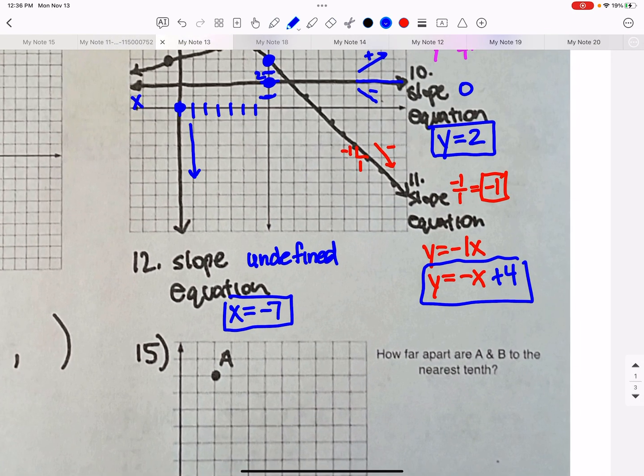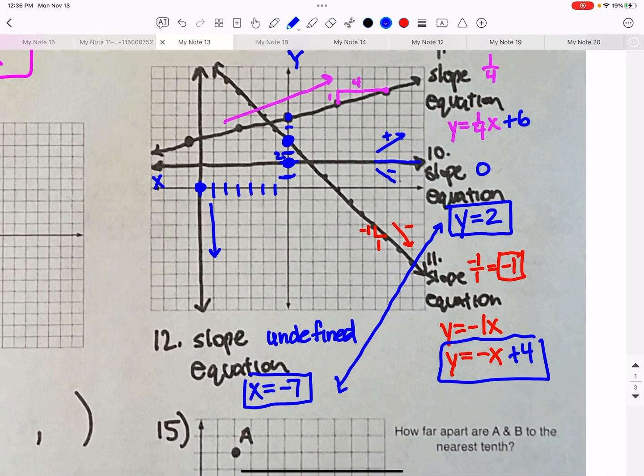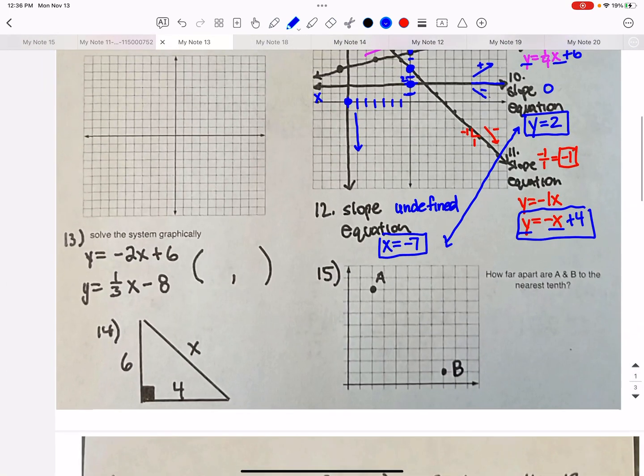So notice the straight up and down and straight sideways lines only have one letter in them. The diagonal lines have two letters in them. They have a y and an x and a y and an x. So if they're straight up and down or straight sideways, one letter, and you just tell me which line it hits.